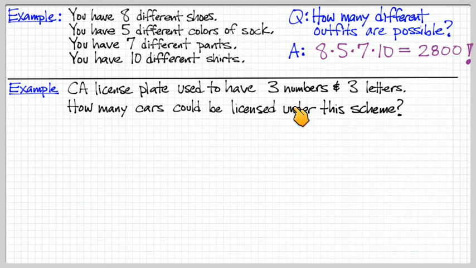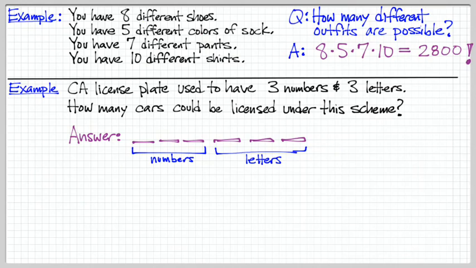Let's look at another example. California license plates. In the old days, there used to be only 3 numbers and 3 letters. How many cars could be licensed under this scheme, 3 numbers and 3 letters? The way I like to build this out is I like to think of it where I put these blanks here for the numbers and for the letters.